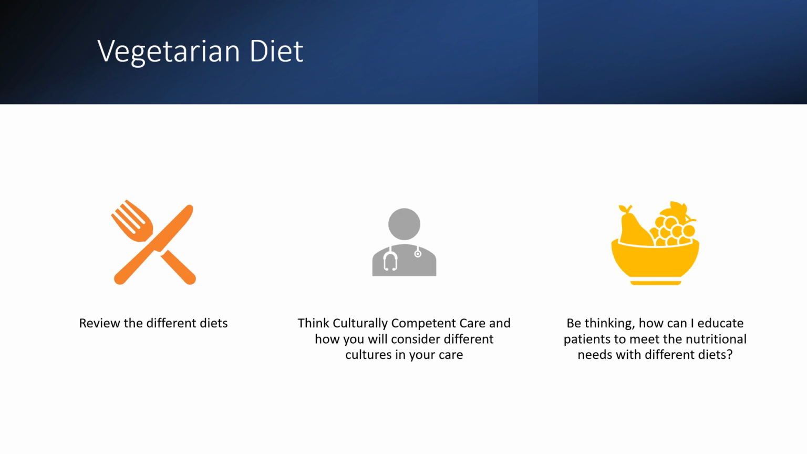The section on vegetarian diet, just review the different types of diets and what they're either lacking or what supplements they need. And then think culturally competent care. How will you consider different cultures in your care? Not making assumptions that somebody that represents a culture is automatically going to have those dietary choices, but really exploring your patients to find the correct diet and nutritional needs for that culture. And then be thinking, how can I educate patients to meet the nutritional needs with different diets?